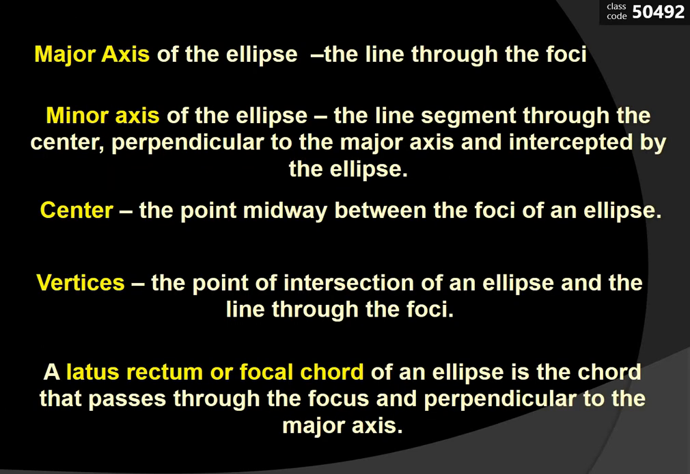Let's have the definition of the basic parts of an ellipse. The major axis of the ellipse is the line through the foci. The minor axis of the ellipse is the line segment through the center, perpendicular to the major axis and intercepted by the ellipse. The center is the point midway between the foci of an ellipse. Vertices are the points of intersection of an ellipse and the line through the foci. The latus rectum, or the focal chord of an ellipse, is the chord that passes through the focus and is perpendicular to the major axis.